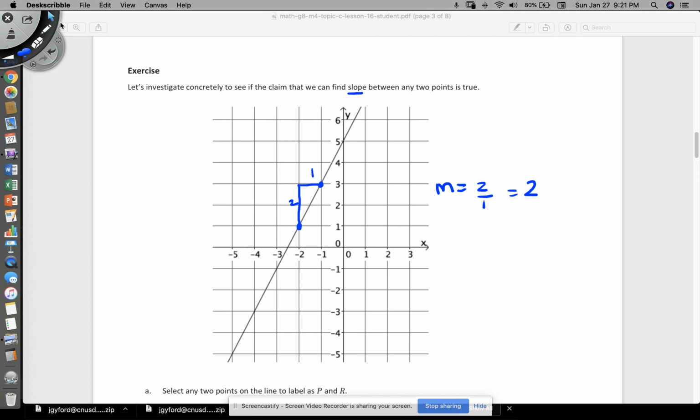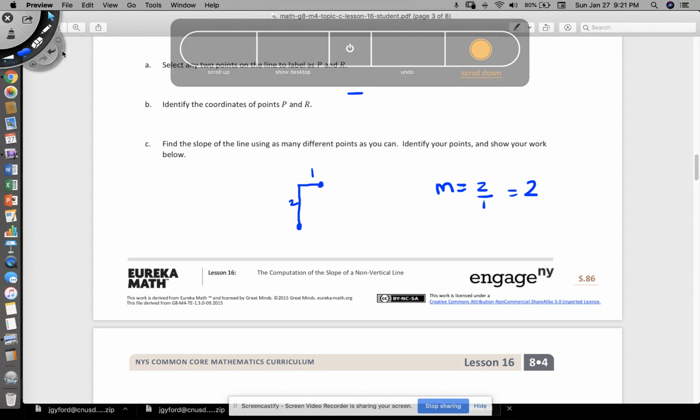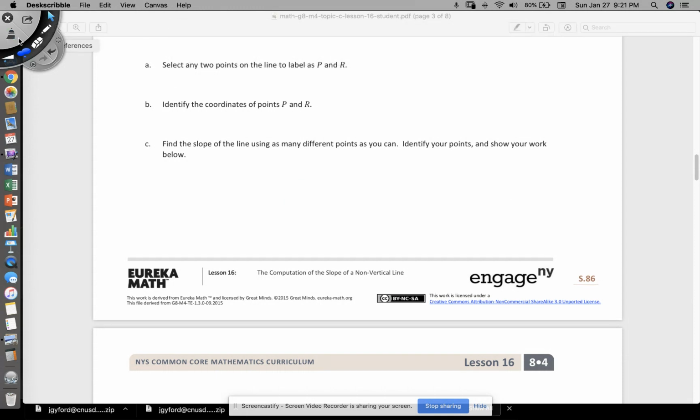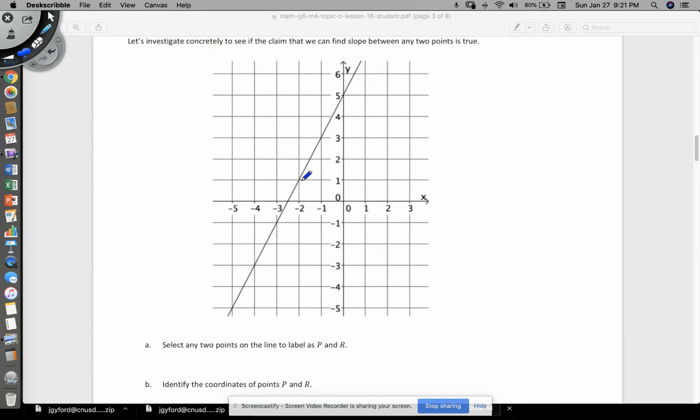Now, if I scroll this down, we have a set of questions here to answer. I'm going to erase that real quick. It says, select any 2 points on the line and label them P and R. Okay, so actually, I'm going to move my graph back up and label those P and R. So I had picked this one and I picked this one. And if you remember, they were using P and R in our last lesson, lesson 15. So you label them P and R.